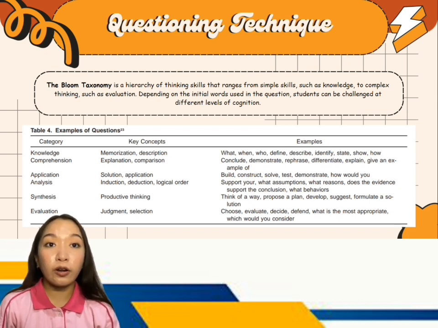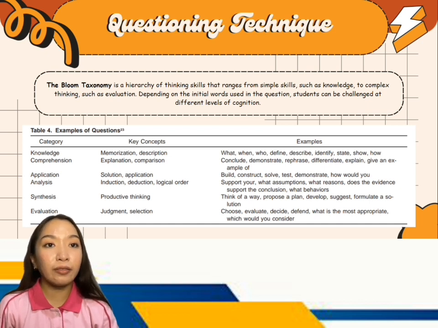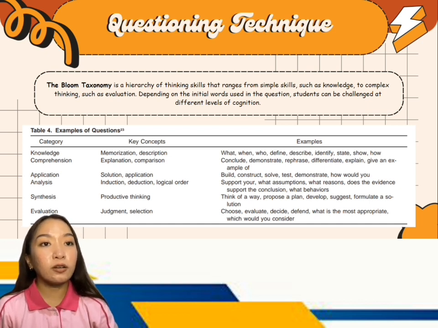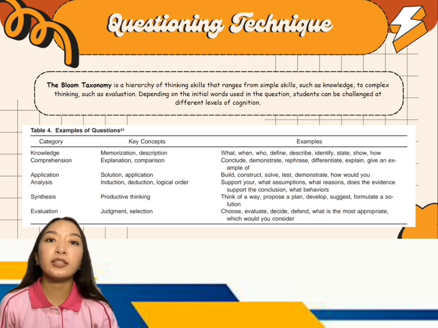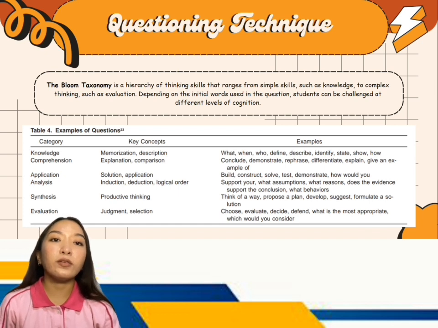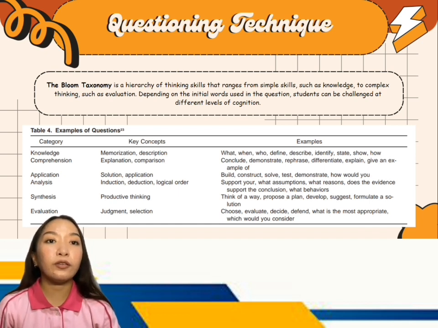Its examples are think of a way, propose a plan, develop, suggest, formulate a solution. And finally, for evaluation, its key concepts are judgment and selection. So its examples are choose, evaluate, defend, decide, what is the most appropriate, and which would you consider.